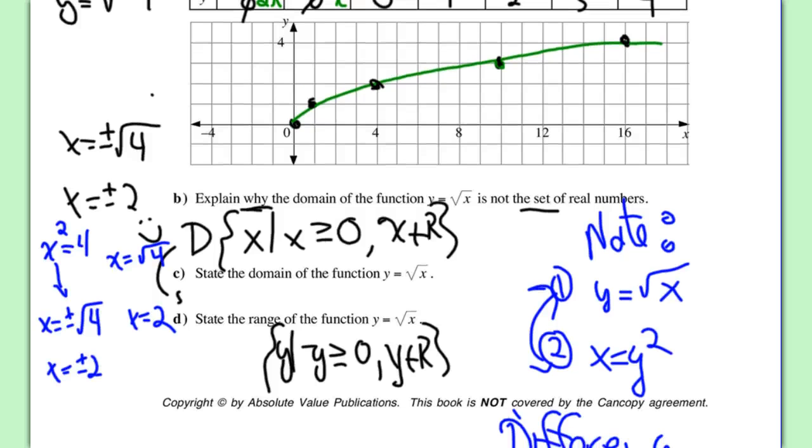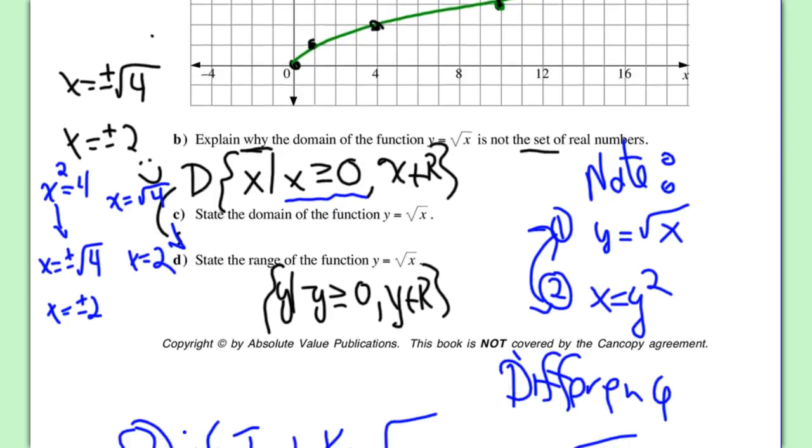We're asked for an explanation of why the domain is not the set of real numbers, and obviously it's because you can't take the square root of a negative. The square root of a negative is undefined. To state the domain, it is x such that x is greater than or equal to 0. The range would be y such that y is greater than or equal to 0 as well.